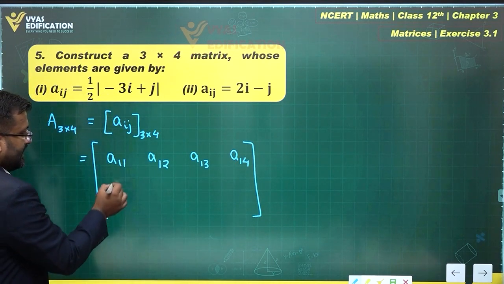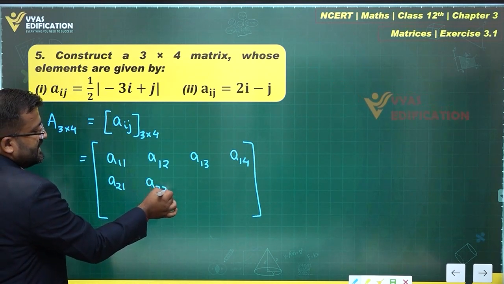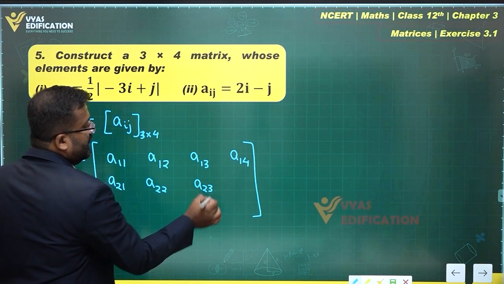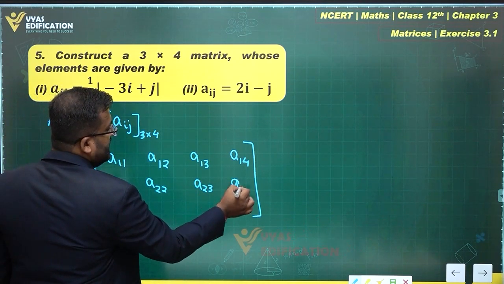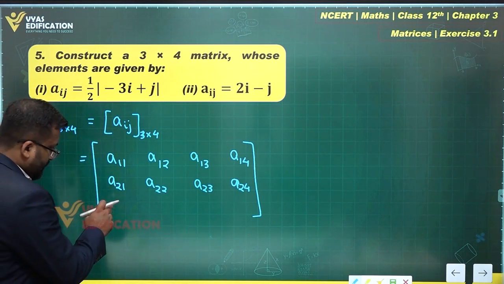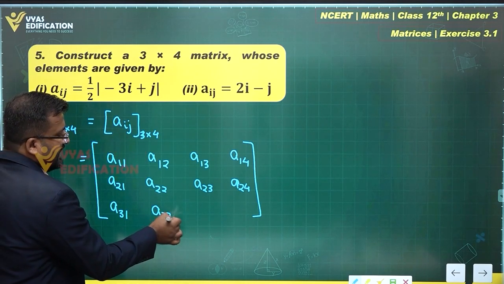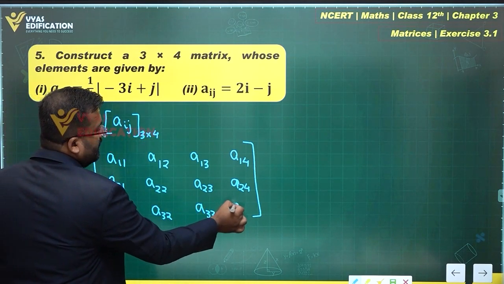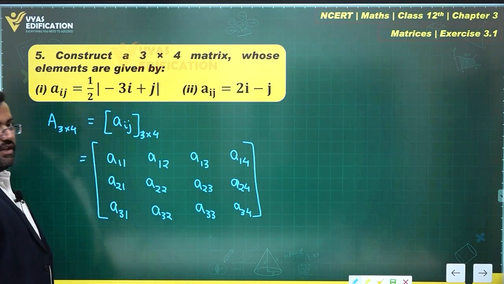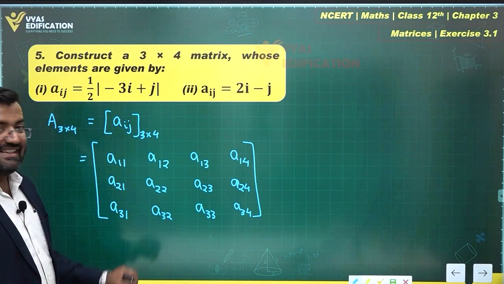What happens to the next one? This is the second row, first column. This is second row, second column. This is A22. The second row, third column would be A23. This element would be A24, the second row, fourth column. What about this one? This is third row, first column. Third row, second column. Third row, third column. Third row, fourth column. And yes, these are 3 rows and 4 columns. As you can observe, this is a 3 by 4 matrix whose elements are these.